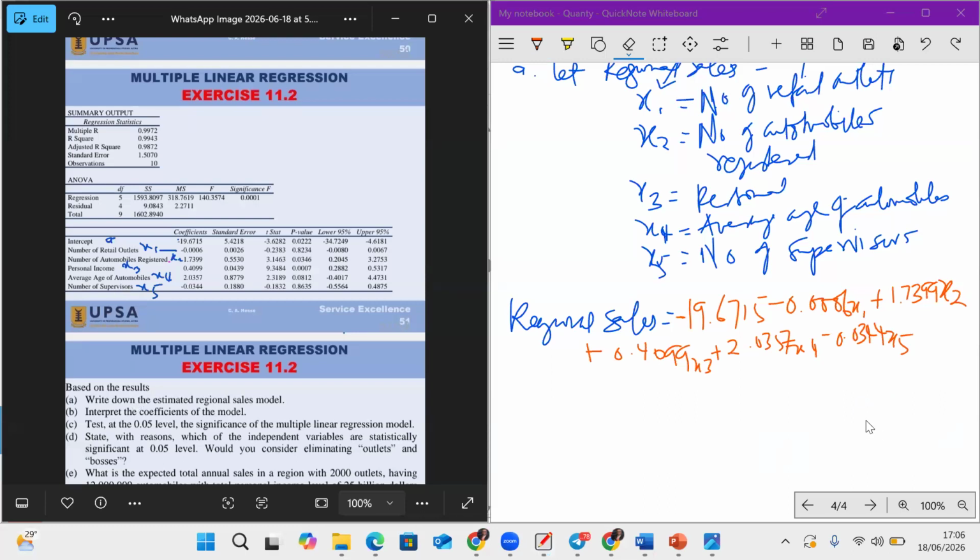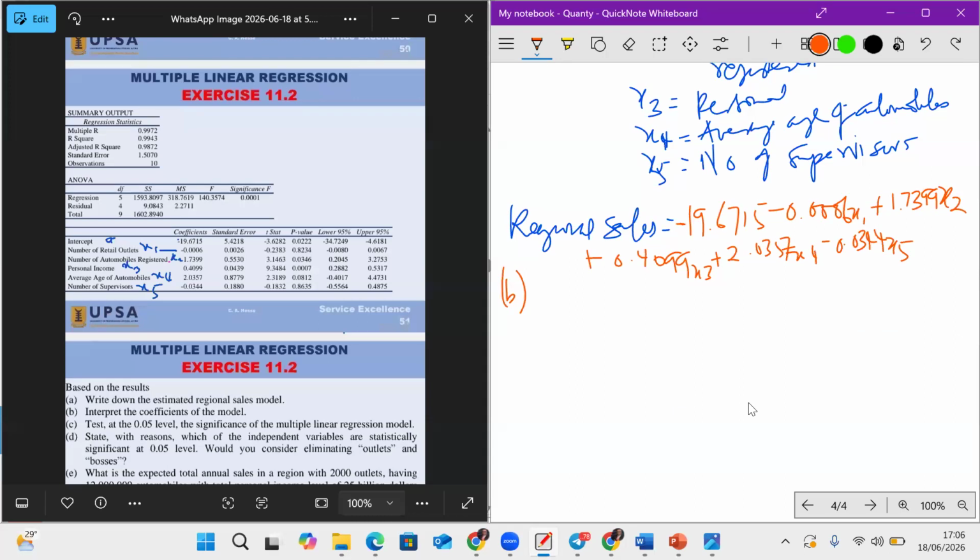Then we go. What is the B? B says interpret the coefficient of the model. So pay attention. It's not very difficult. As I said, you do the same thing going forward. So you have to understand the concept. So interpretation.